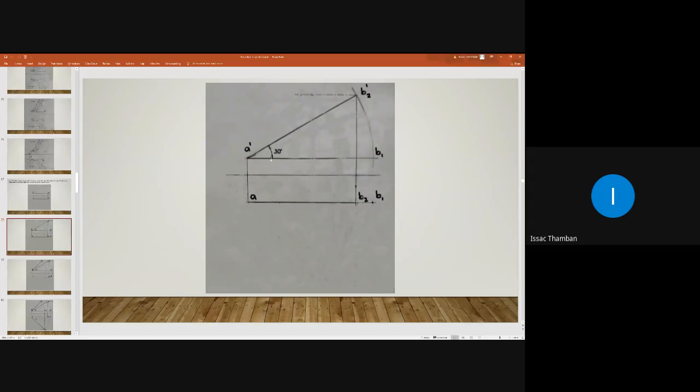Here, this is our value of theta. A dash B2 dash will give the true length, but AB2 will give only the apparent length in the plan, which is also known as the plan length. So AB2 is the plan length of line AB. Now we obtain the plan length of line AB. This length is the plan length.